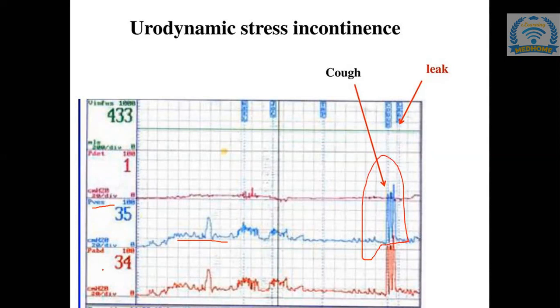Now, when we come to the abdominal pressure, we can see the abdominal pressure is rising with the vesical pressure. And when the patient coughs, the abdominal pressure is also rising with the vesical pressure. In the filling phase, the bladder pressure is rising along with the abdominal pressure, and the graph shows that when the patient coughs at this point, there's a leak as well at the same time.